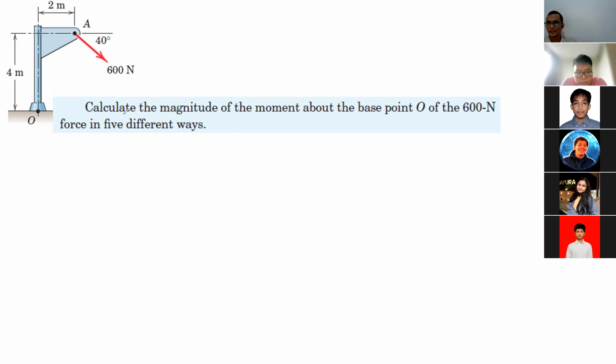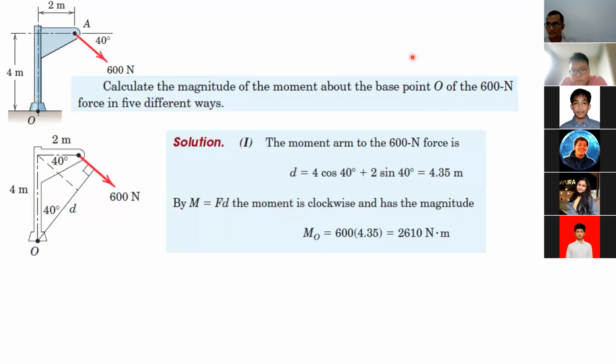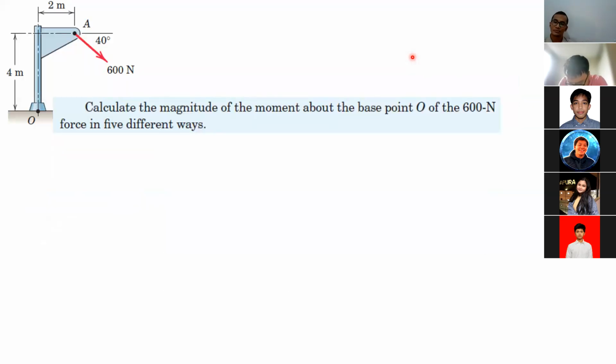Okay, and then the value of the moment we have calculated before. If we calculate it using the perpendicular distance of the 600 Newton, the value of the moment is, sorry, 2,610. It's 600 multiplied by 4.35 meters. Okay, let's try to do the same, but using Varignon's theorem.